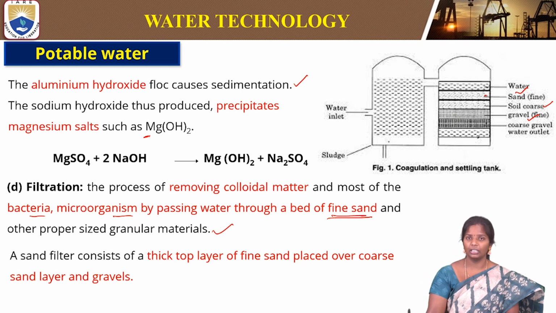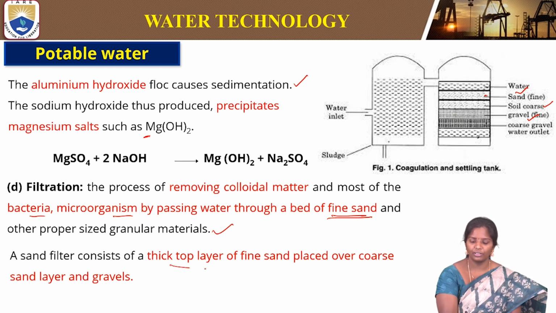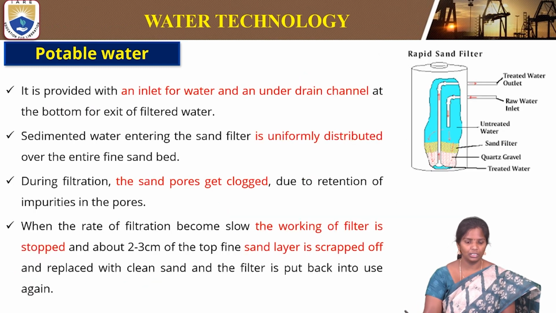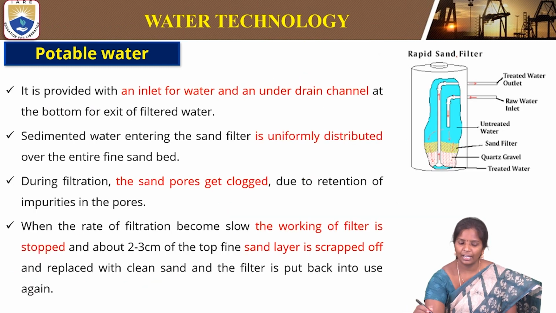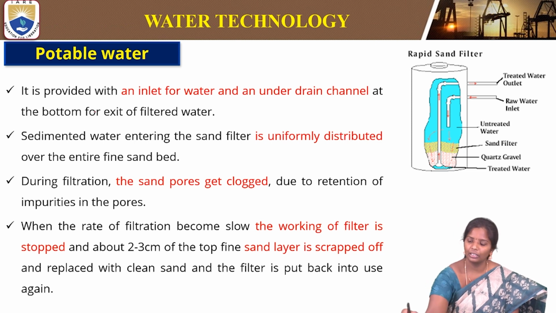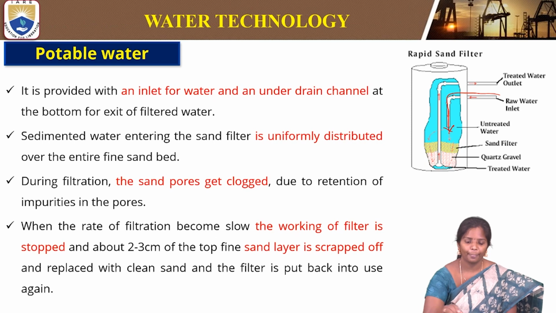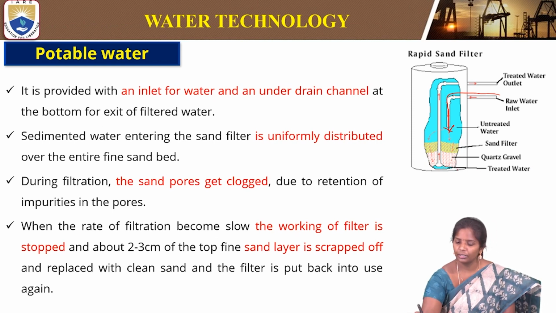We will see in detail how the design is done. A sand filter consists of a top layer of fine sand placed over a coarse sand layer and gravel. For example, this is the sand filter. It is provided with an inlet of water, this is the inlet of water, and a bottom outlet for treated water. This is the treated water outlet.